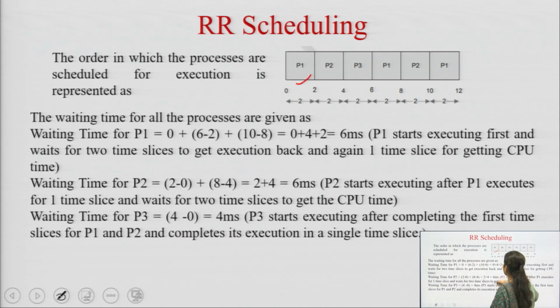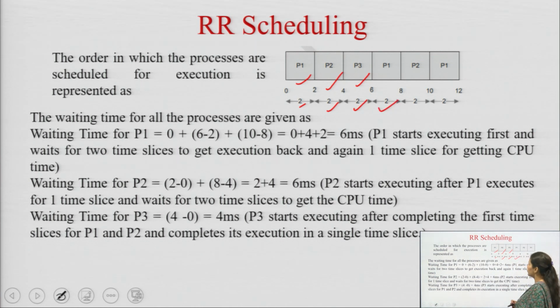P1 was in the queue, it executed for 2 milliseconds, then P2 was given the chance, it again executed for 2 milliseconds, then P3 was given the chance and it was executed for 2 milliseconds. Then P1 was left with execution time, so it was again executed for 2 milliseconds. After that P2 was executed for another 2 milliseconds, and the execution of P2 is now completed. P3 execution was completed earlier, because the execution time of P3 was only 2 milliseconds.